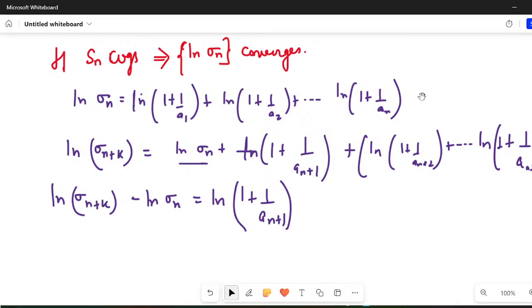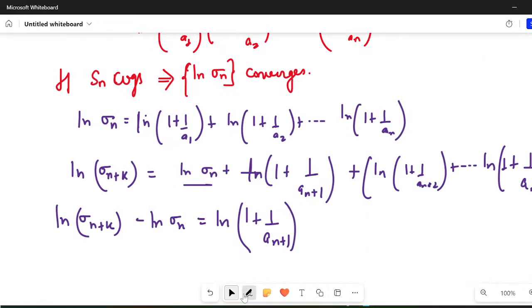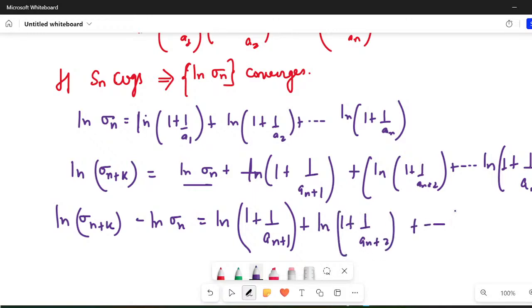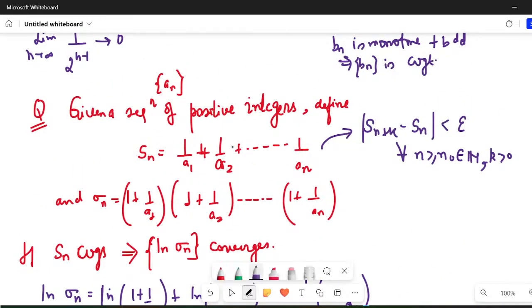This is, I think, quite clear to see. And then you'll get plus ln of 1 plus 1 upon an plus 2, and then dash dash dash, ln of 1 plus 1 upon an plus k. And don't forget what has been given to you. It has been given to you that your Sn, which is this, is convergent. If it is convergent, it implies this is a Cauchy sequence.